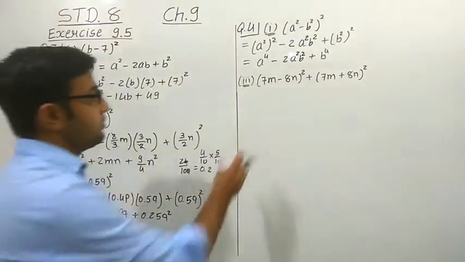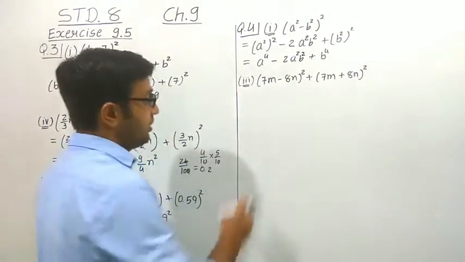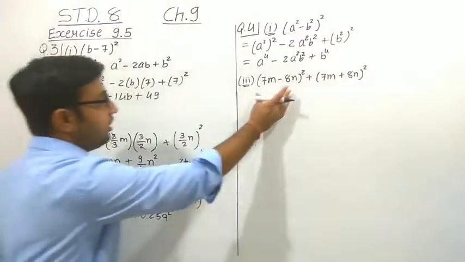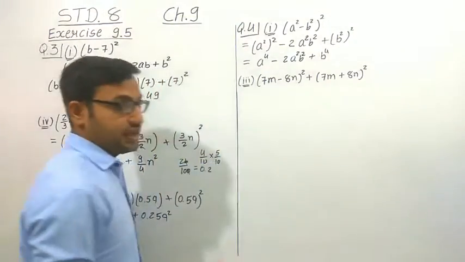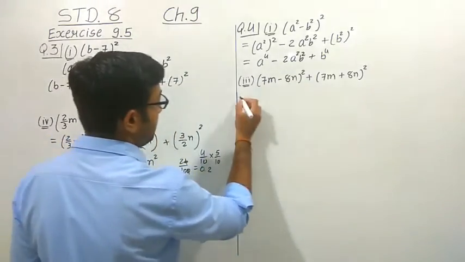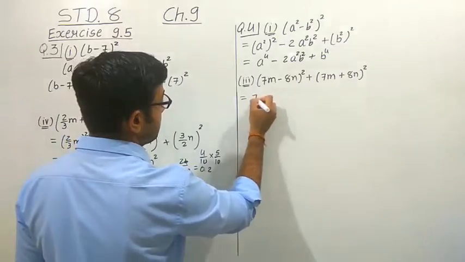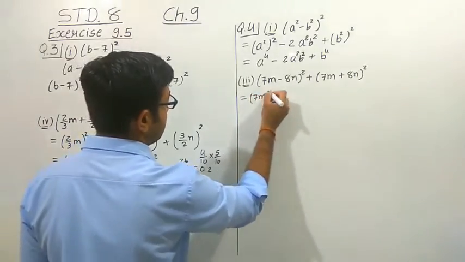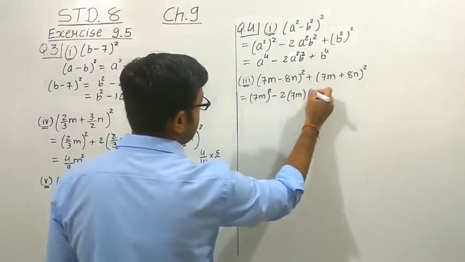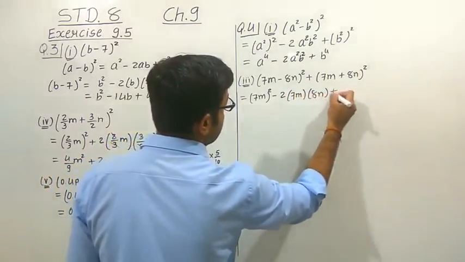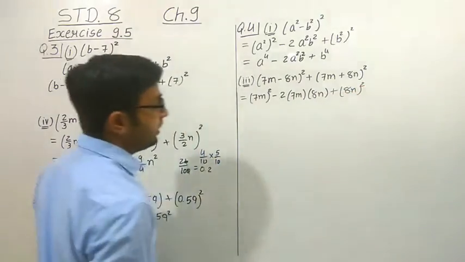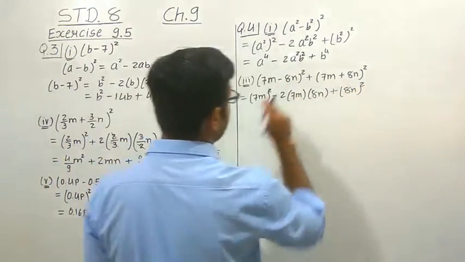See, two identities we have to use here, right? First, we have to apply the second identity to this term, and here we have to apply the first identity, that is of positive sign. So when we apply the identity, we can write it as the square of the first term, that is 7m square, minus 2 into first term into second term, plus the square of the second term, that is 8n square. Here we apply the identity for this term.